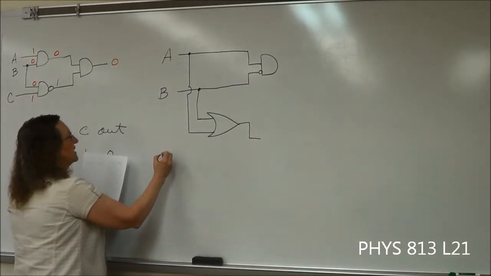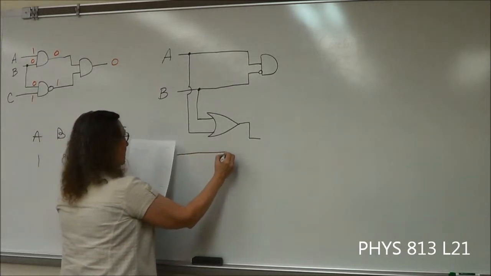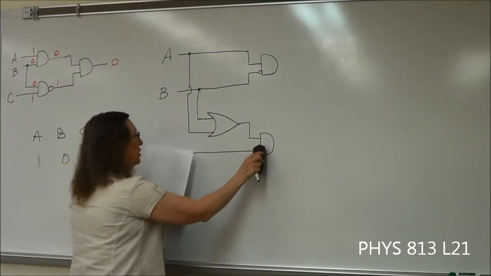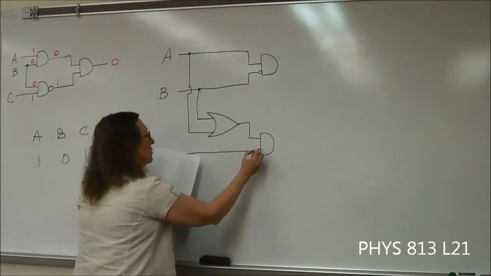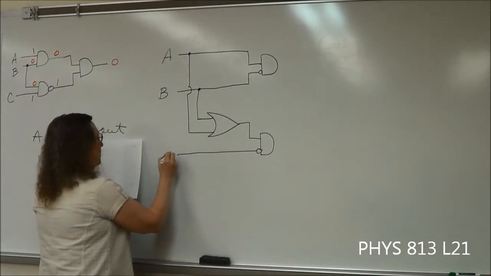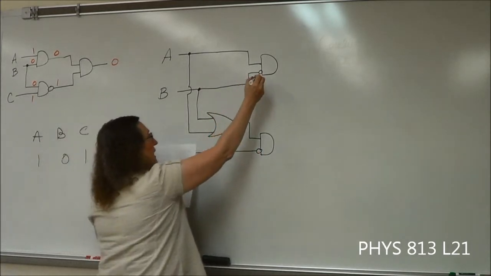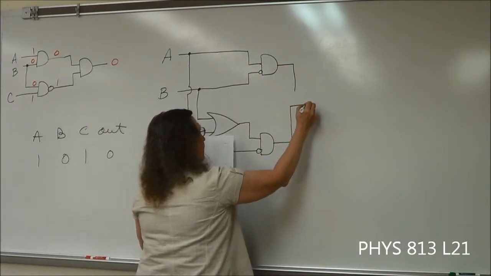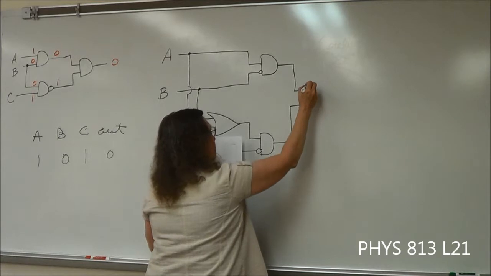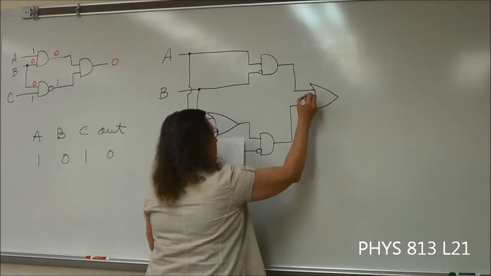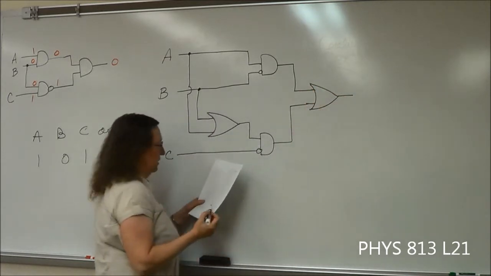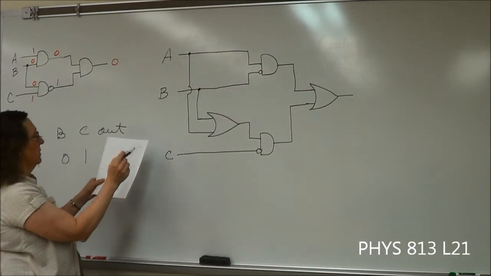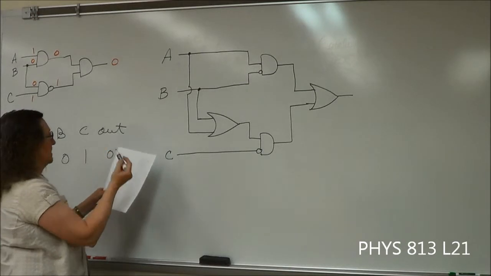And then we have C. C comes along here. And this is a NOT. Put a circle there. Let's see here. And then this comes over here. And we have an OR gate. It's OR, and then we have our output. Okay, that one, that goes up there, that's there, and that's there.